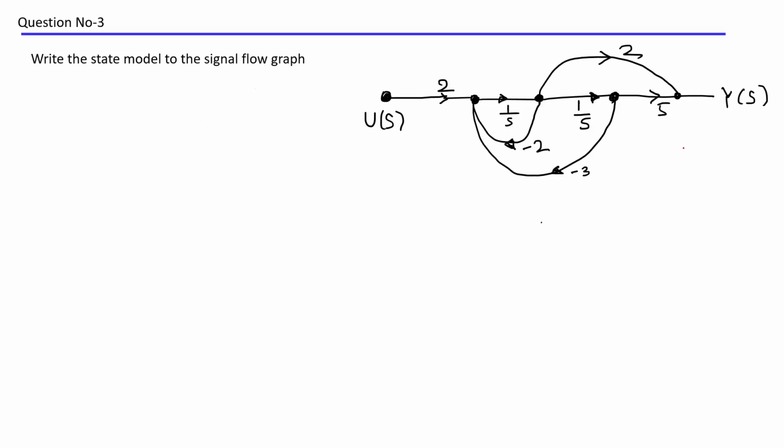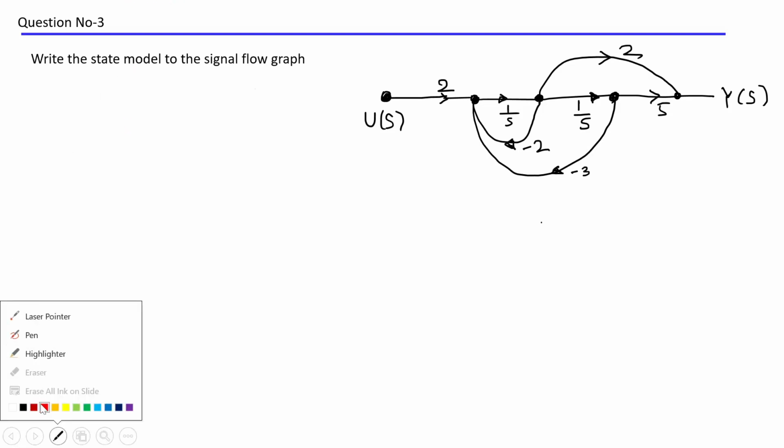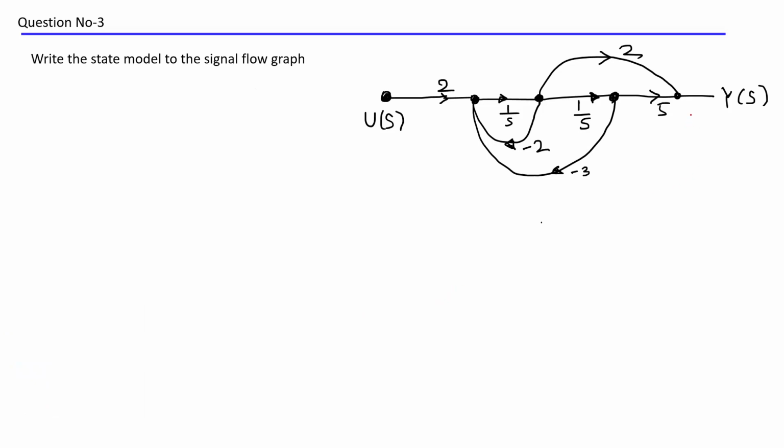Okay, so what you do first, let me change the pen color. Now you see, here this is a 1 by s term. 1 by s means it's an integrator. This is 1 by s, this is another integrator, and this one is 5. Now what you do first is choose your x1. Which point do you choose for x1? There are two nodes here, and I am choosing these two nodes.